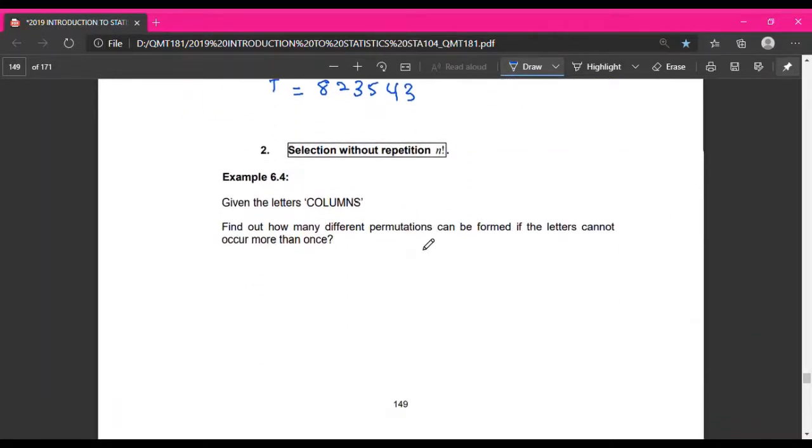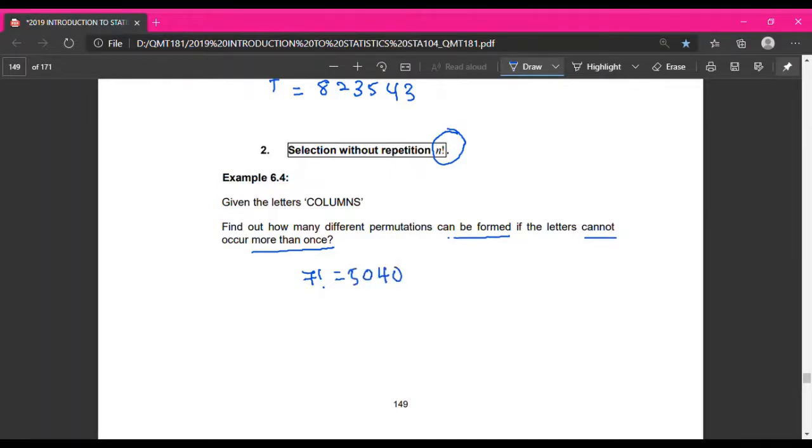Now, selection without repetition. The formula is n factorial. With the same word, COLUMNS, if the letters cannot occur more than once, meaning without repetition, the formula will be 7 factorial. You can use your calculator to find 7 factorial. Do you find it? It is the Shift and X key. So the answer is 5040.